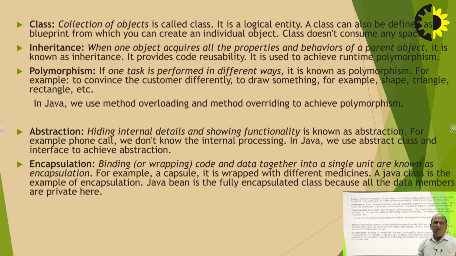So, Java Bean is a fully encapsulated class because all the data members are private in a Java Bean. We can also make any member within our class a private member, which I will teach you later on. There are 4 types of accessibility. In the coming slides we will see that.